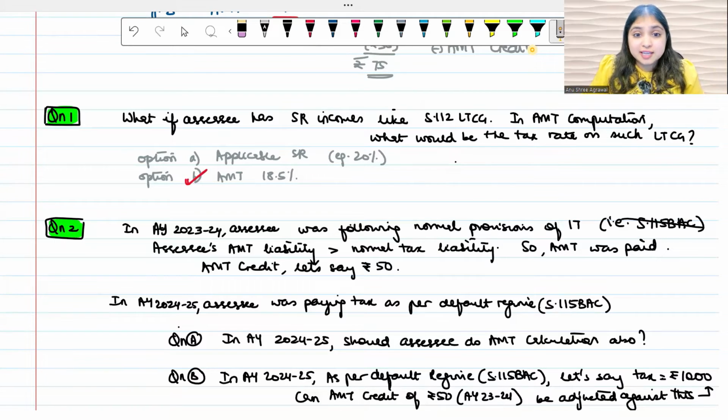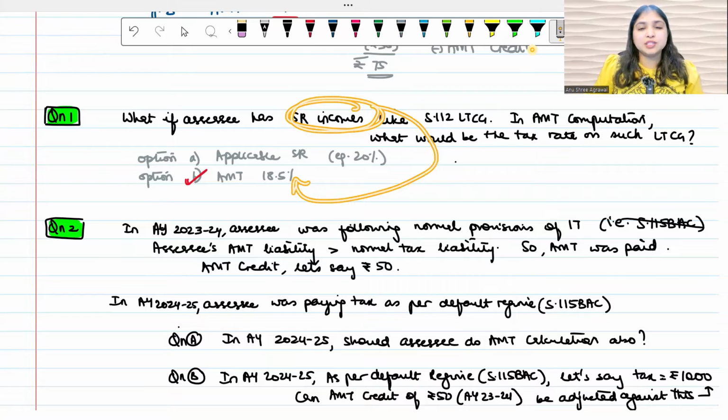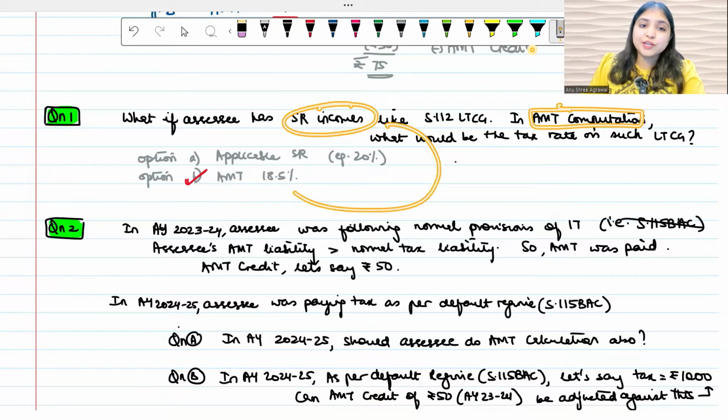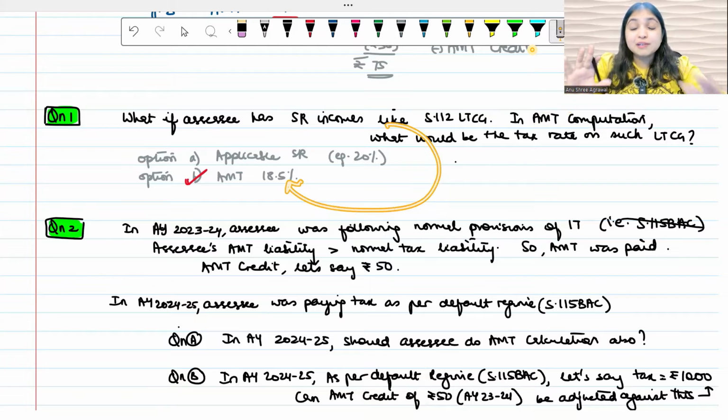See, even if your assessee is having special rate incomes, when you're doing AMT calculation, even on special rate incomes also, you will calculate on the basis of 18.5% only. Is this crystal clear to everybody? Yes, guys, you got the point, right? So even if the assessee is having special rate incomes, in AMT computation, on special rate income also, it's going to be 18.5% only. In simple words, in AMT computation, on all the assessee's income, tax liability will be 18.5% only. All right, no special taxation rates for special rate incomes.